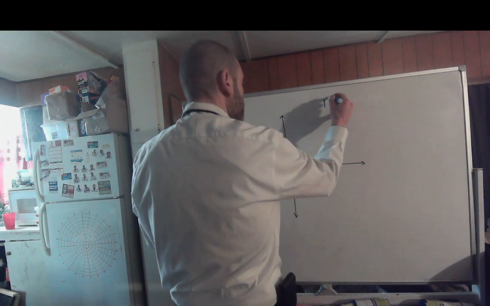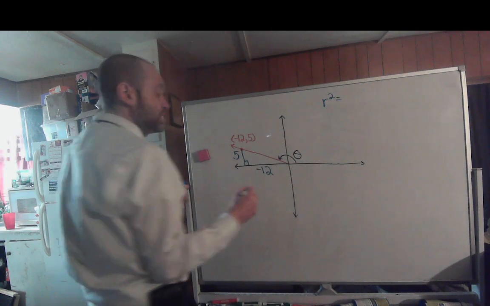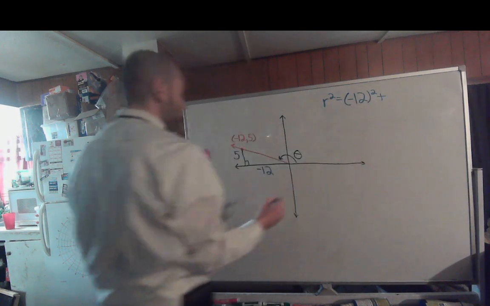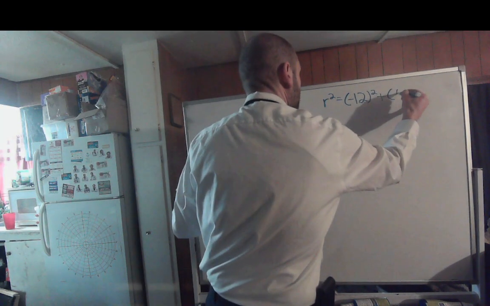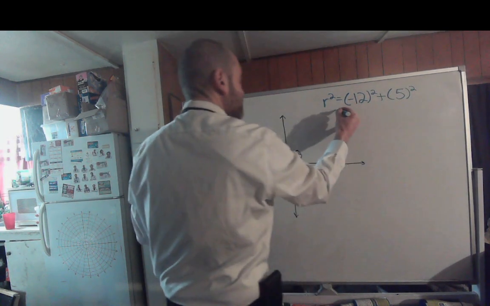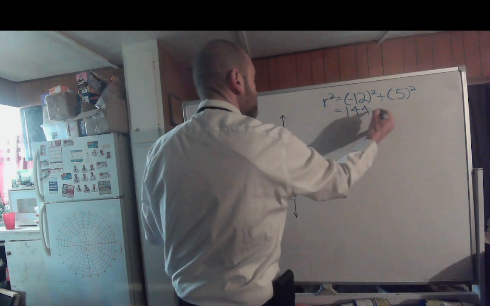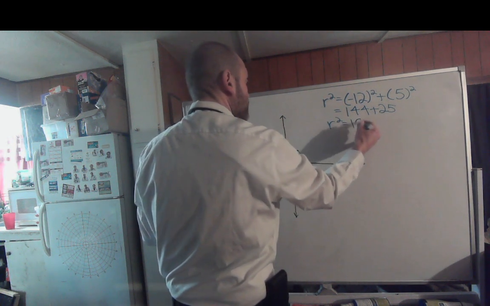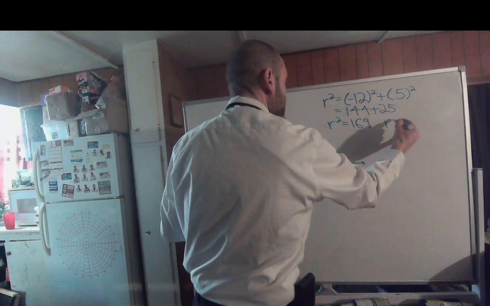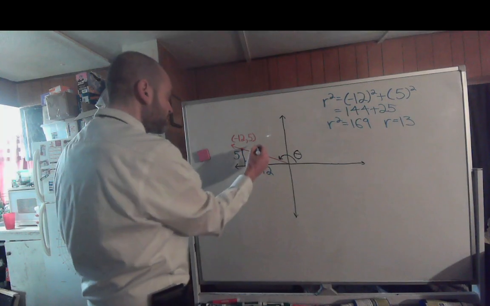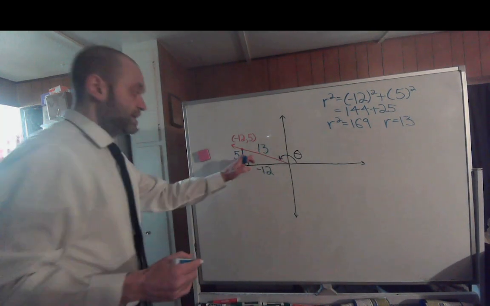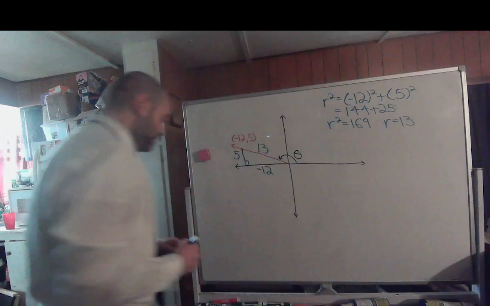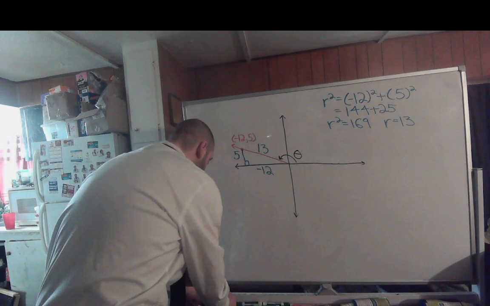Well, let's go ahead and find the radius. So the radius squared equals what? That's going to equal negative 12 raised to the second power plus 5 raised to the second power. So that would equal 144 plus 25, which means r squared equals 169, which means our radius r is 13. So we now found the radius to be 13. Let's go ahead and find the values of the 6 trig functions.